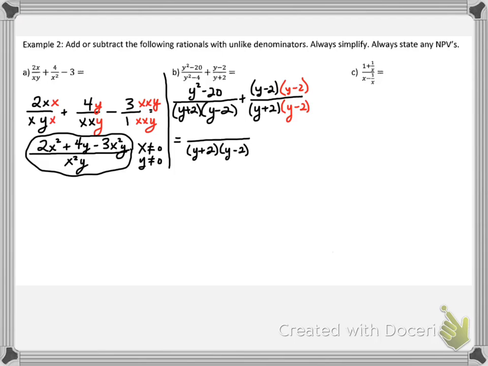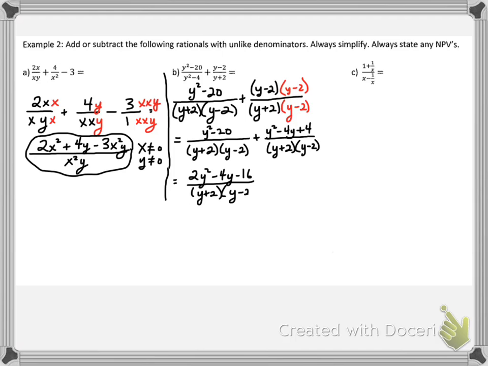The top's going to become y squared minus 20 plus another y squared minus 4y plus 4. And when I clean everything up and add the numerators together, I'm going to get 2y squared minus 4y minus 16 over (y plus 2)(y minus 2).